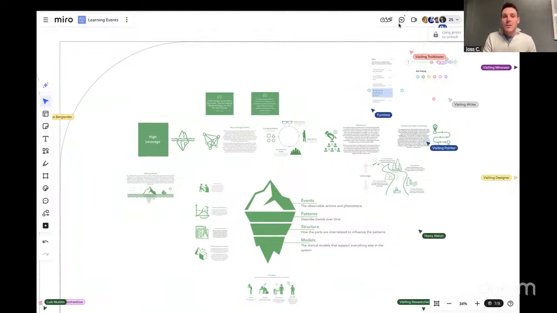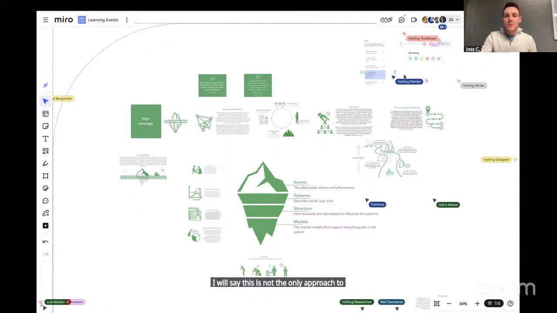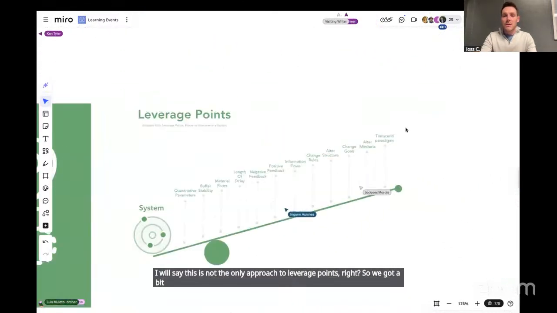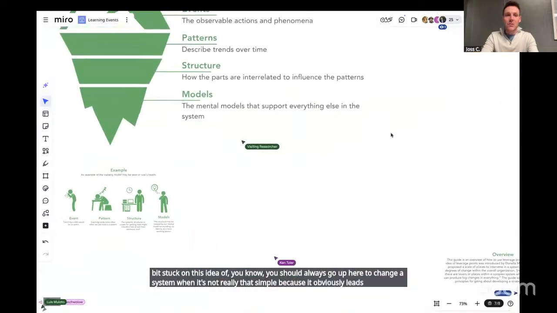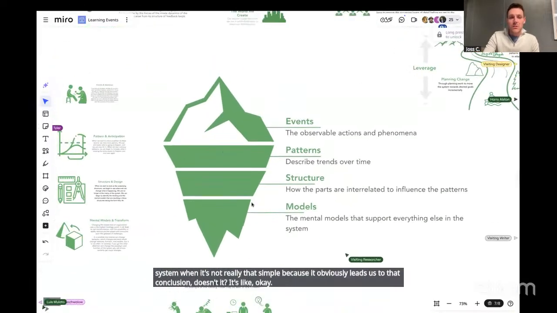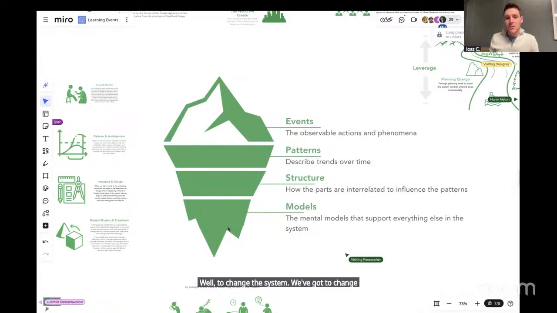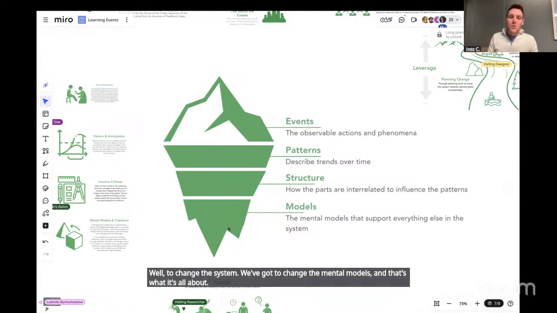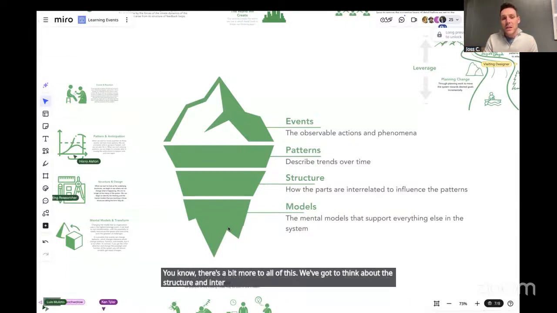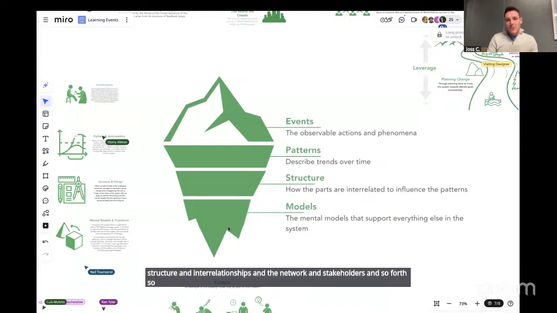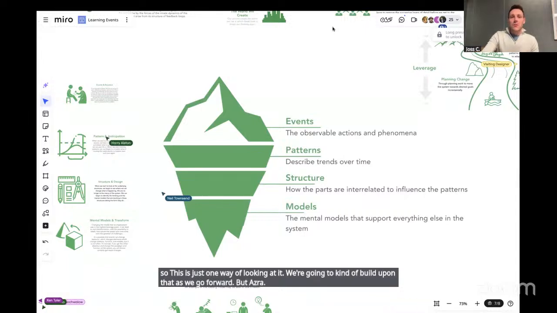I will say this is not the only approach to leverage points, right? We got a bit stuck on this idea that you should always go up here to change the system, when it's not really that simple, because it obviously leads us to that conclusion, doesn't it? It's like, okay, well, to change the system, we've got to change the mental models, and that's what it's all about. There's a bit more to all of this. We've got to think about the structure and interrelationships and the network and stakeholders and so forth. So this is just one way of looking at it. We're going to build upon that as we go forwards. But Azra, do you want to take us to our exercise?